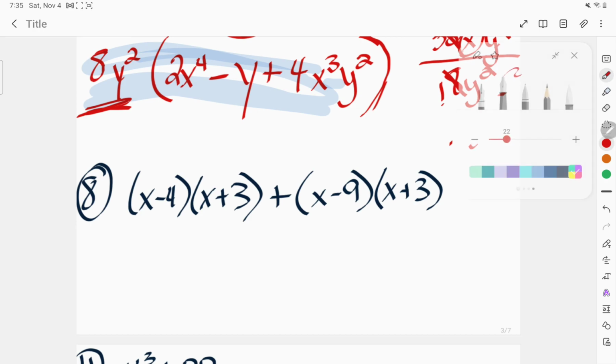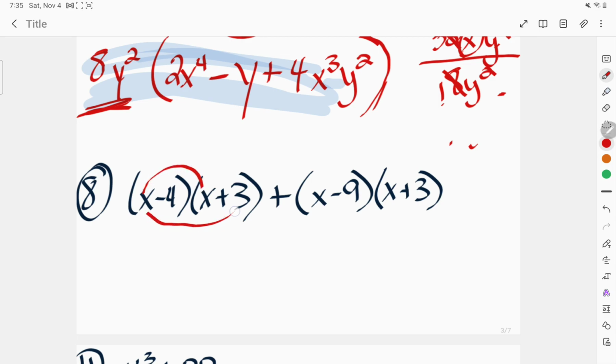All right, so on this next one, what you have to do is you have to multiply the two binomials and then add your like terms. So I'm going to do the full method, first times the first, outside times the outside, inside times the inside, last times the last. So x squared plus 3x minus 4x minus 12. Okay, that's my first set.